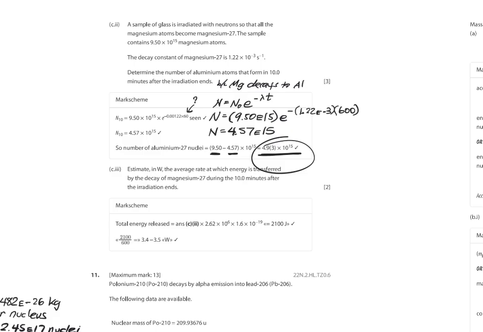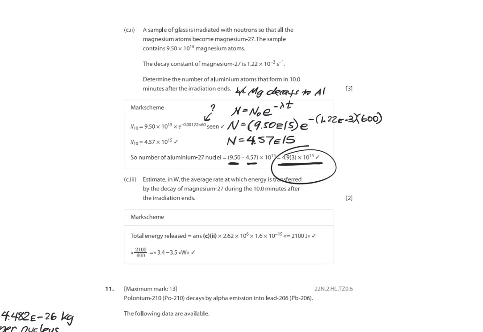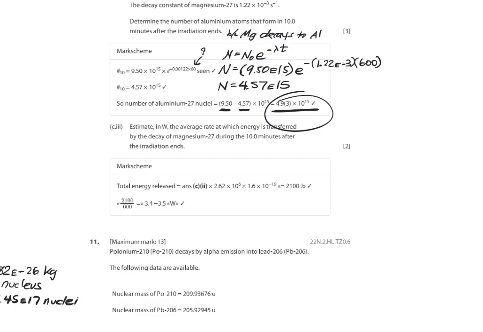All right, then C triple I is the last part of number 10 and will be the end of this video. So estimate in watts the rate at which the energy is transferred by the decay of magnesium-27 during the 10 minutes after the radiation ends. Okay, so to figure out the rate, we know that the time is 10 minutes, so that's 600 seconds. So that's easy, but we need to know the energy. And so it says the energy released is the number of aluminum nuclei created, which we figured out. That was the 4.93 times 10 to the 15.